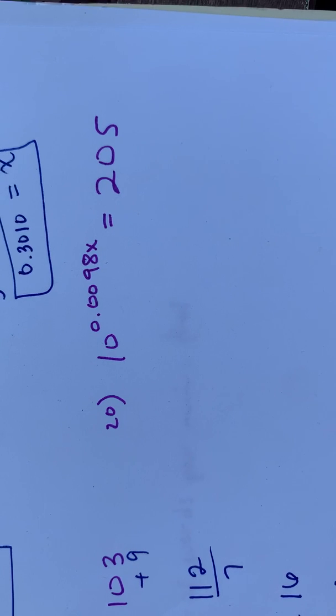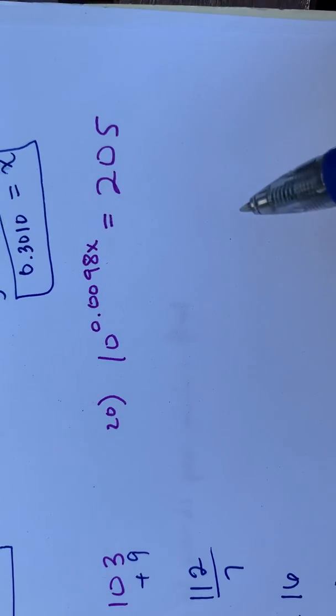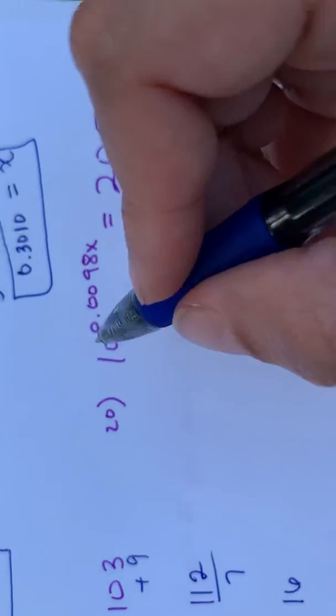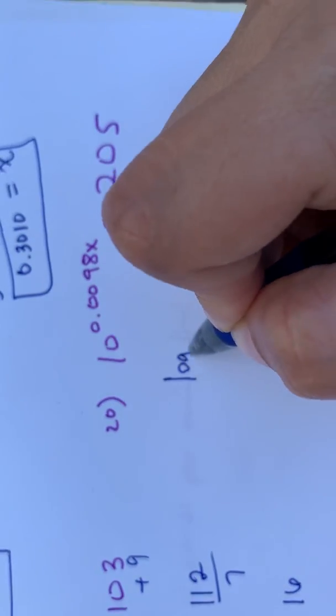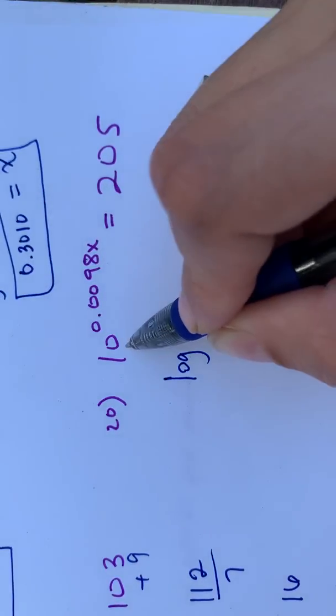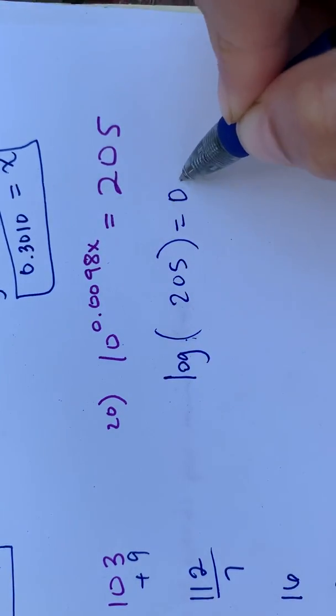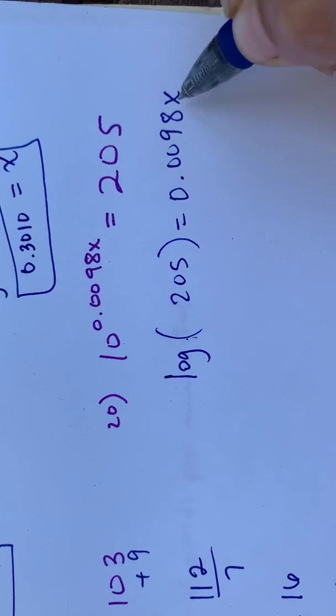So we have 10 to the 0.0098x equals 205. And I definitely want to keep 20 and 21 in this video together because they look so strikingly similar. Can't make my base the same, so I need to move on and write it as log. Again, there's an implied 10, which is the same as this base. 205 equals 0.0098x.